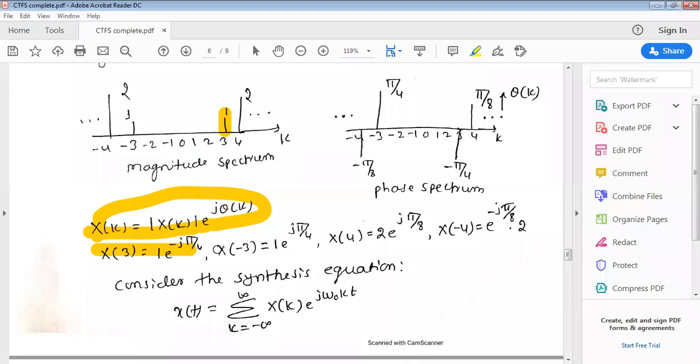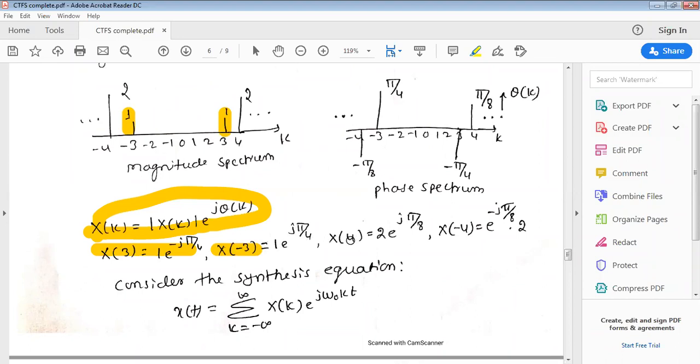Let us write x of minus 3. What is x of minus 3 here? The magnitude is plus 1, I'll write. What is the angle? Pi by 4. That I'll write as e power j pi by 4. Like this, I'm going to write x of minus 3.